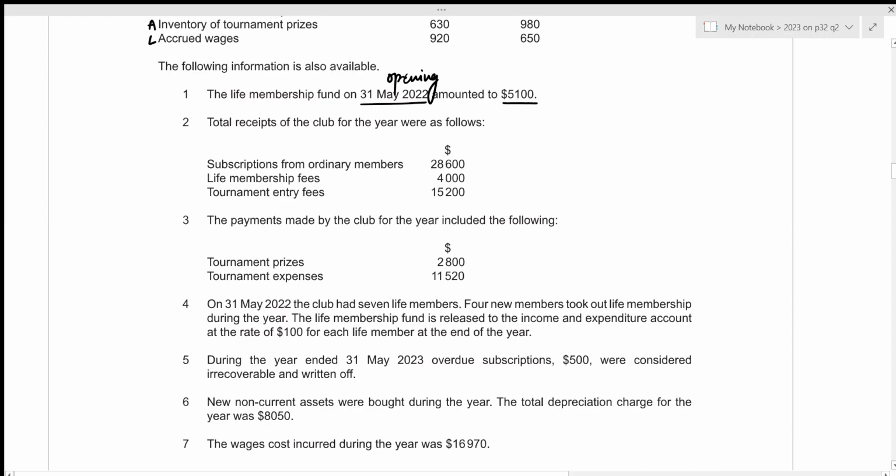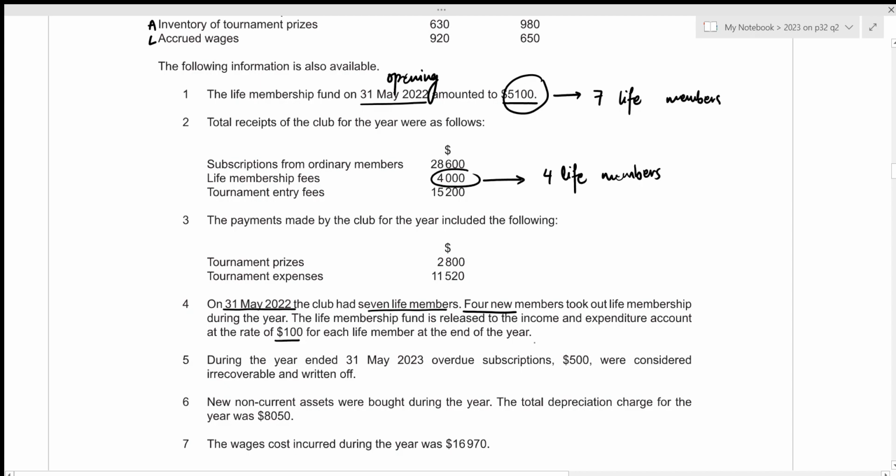Then on 31st May 2022, the club had 7 life members. Okay, so this belongs to 7 life members. Then 4 new members took out life membership during the year. So during the year, we got a payment of 4,000 from our life membership fees. So these belong to 4 life members. Okay. And the life membership fund is released to the income and expenditure account at the rate of 100 for each life member at the end of the year.